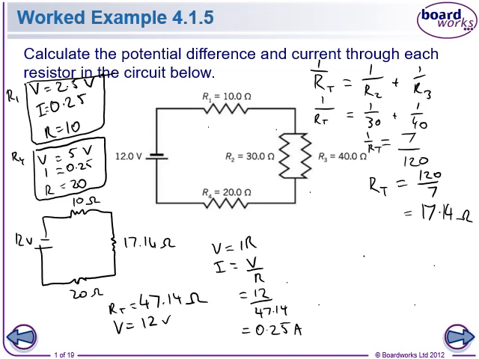Okay, so for R2 and R3, we need to remember a couple of things here. Our potential difference. If we measured the voltage at this point and at this point, what would that voltage be? Any ideas? 2.5? Not 2.5.